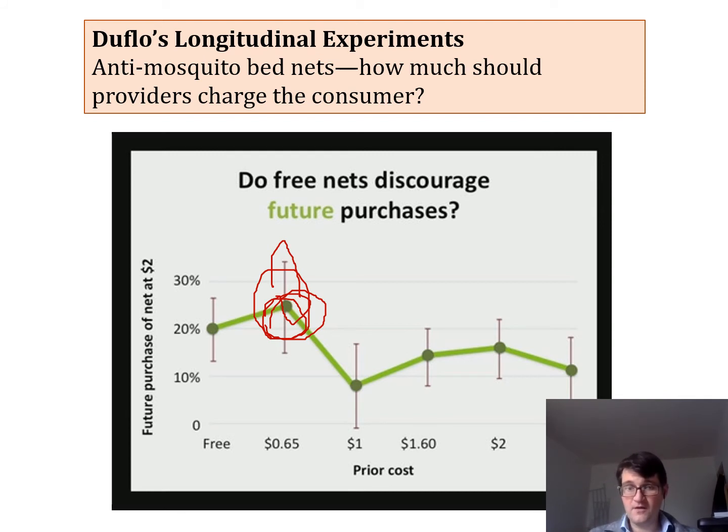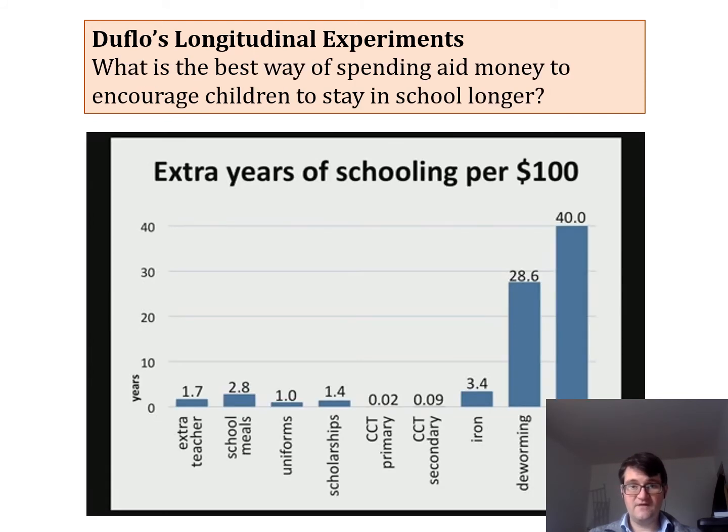But again, even here, $1 is less effective for some reason, but you can see it also has pretty wide error bars. We've got only slight decreases from being free overall up to $2, and then at $3 it drops again. And here we've got the extra year of schooling per $100. The basic idea is what's the best way of spending aid money to encourage children to stay in school longer. Among the kinds of things people suggest, hiring extra teachers gives a little bit of a return, while school meals get almost twice as big a return as hiring an extra teacher.